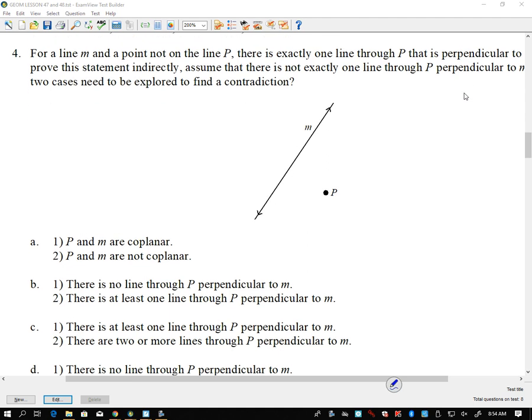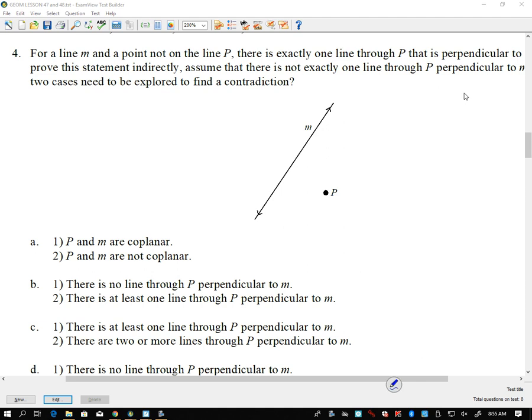All right, here's an indirect proof. This will be the last one we cover before I let you guys get into your homework. It says for line M and a point not on the line, which is point P, there's exactly one line through P that's perpendicular. We want to prove this statement indirectly. Assume that there is not exactly one line through P perpendicular to M. Show the two cases that need to be explored to find a contradiction.